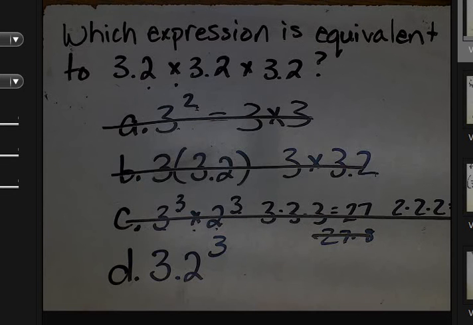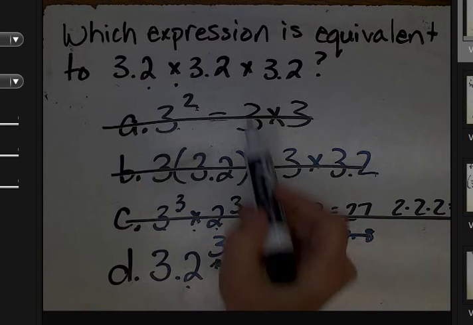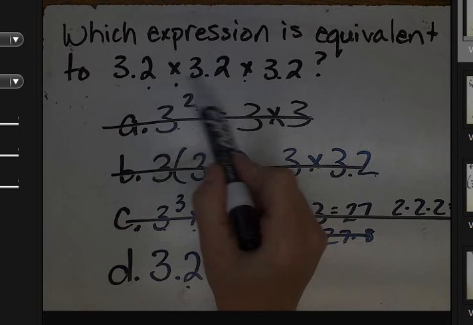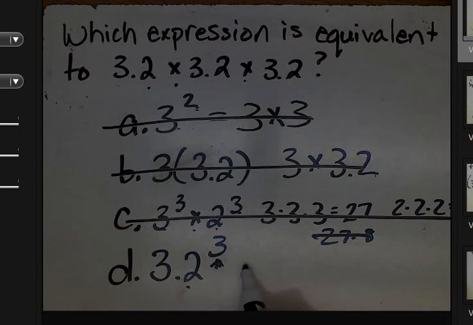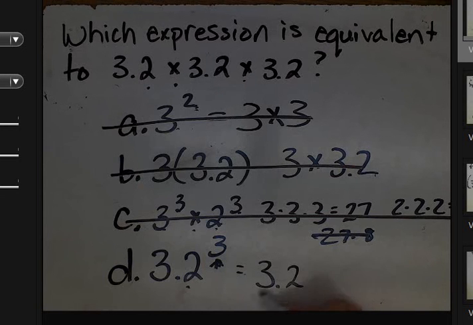When I look at D, I have 3 and 2 tenths raised to the power of 3. Well, 3 is my exponent. It tells me I have 3 factors of 3.2. I am multiplying here, so these are factors. So my answer here, when I evaluate this expression, would be 3 and 2 tenths times 3 and 2 tenths times 3 and 2 tenths. So my option is D.